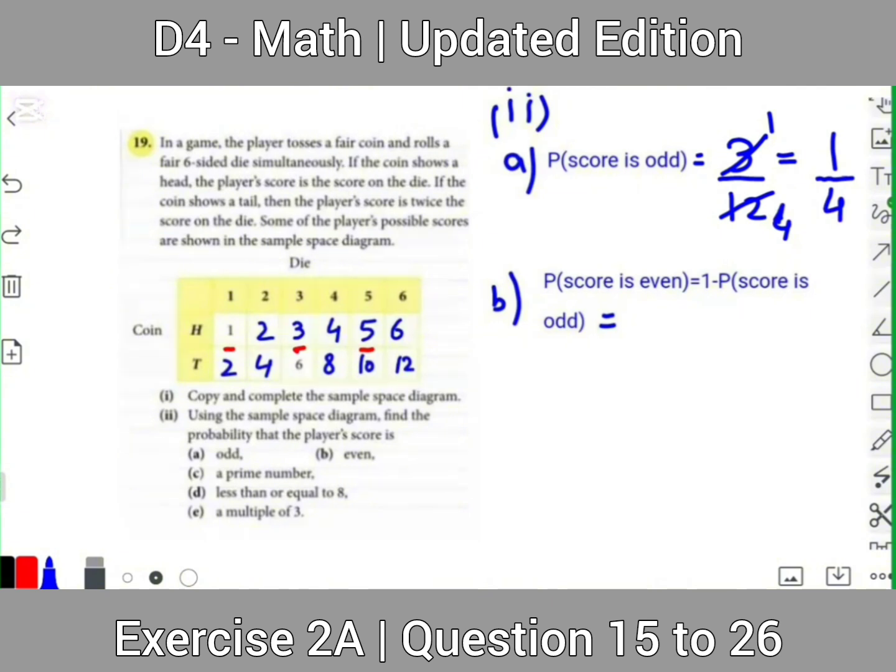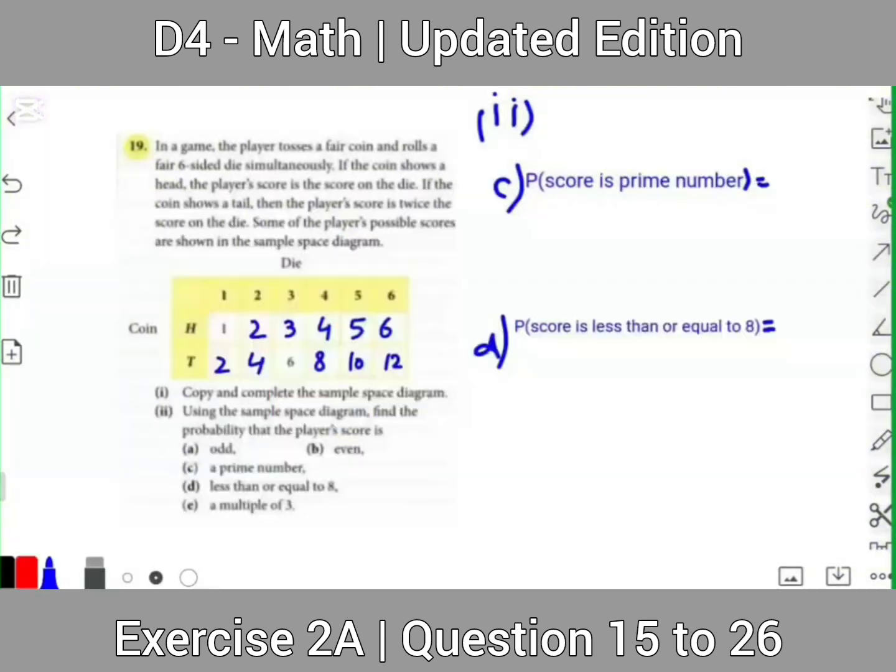Now to find out the probability that the score is even, we simply subtract the probability that the score is odd from 1. So we do 1 minus 1 over 4, which equals 4 minus 1 over 4, and it simplifies to 3 over 4. So the probability that the score is even is 3 over 4.